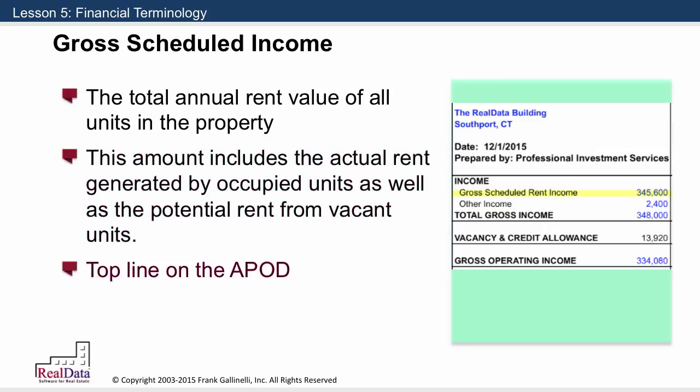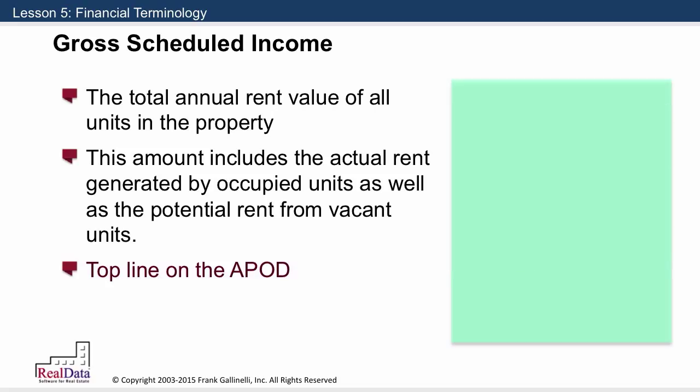And by the way, this has, as several terms in real estate do, an alternative name. It's also called potential gross income. Okay, so that's our top line.